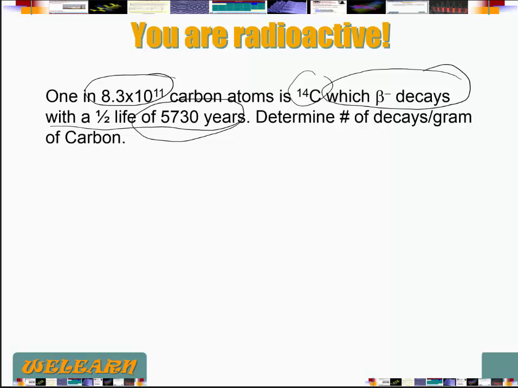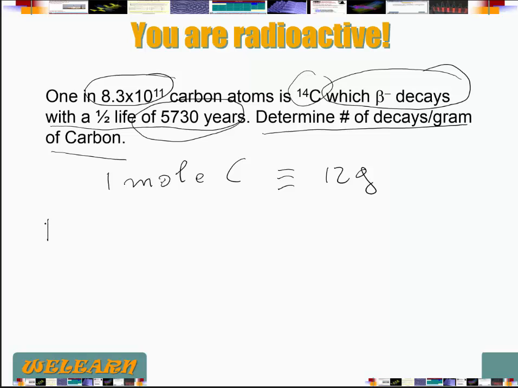The question is, determine the number of decays per gram of carbon. That's present carbon right now. So in 1 gram. Okay, you know that the atomic mass of carbon from a periodic table you can find is 12 grams. So 1 mole of carbon is going to have a mass of 12 grams.